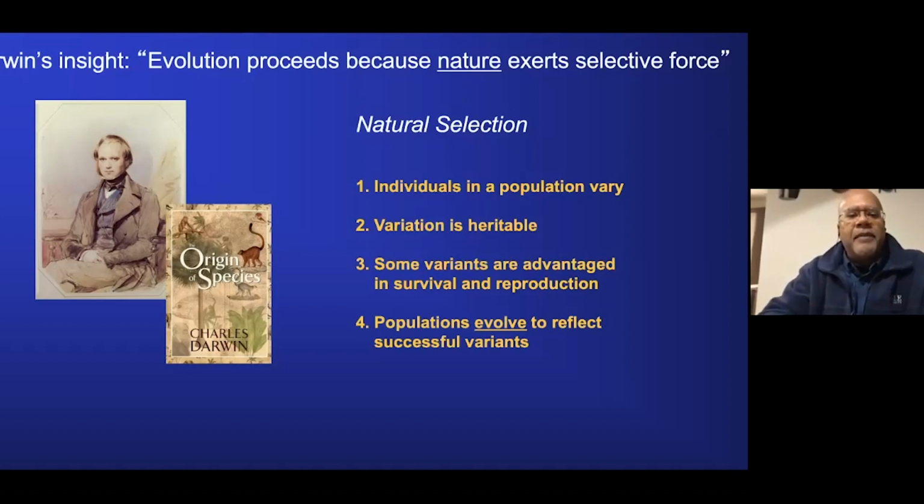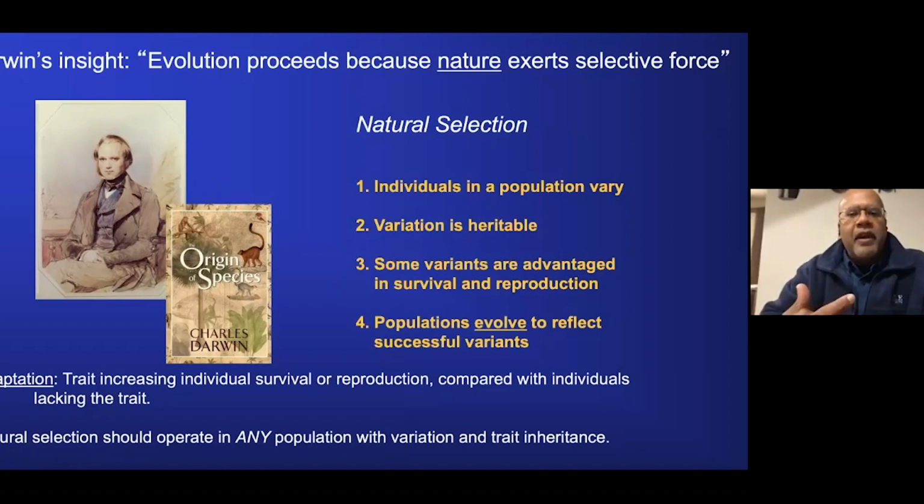And in his most famous book, Origin of Species, he lays it out for natural selection as following. If you have individuals in a population that vary and that variation is heritable, then some of those variants are going to be advantaged in survival and reproduction. And if that's the case, then the population is going to evolve to reflect the successful ones. Now, this leads to some very important consequences, especially trait evolution. So you get from this adaptations. The better survival and reproduction is due to traits that some variants have and others don't have those same traits. And we call those adaptations as a very specific definition.